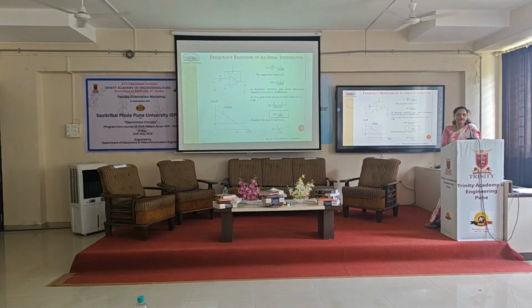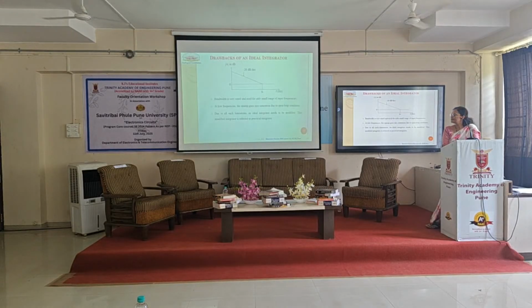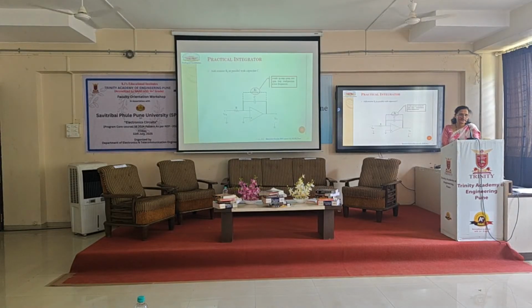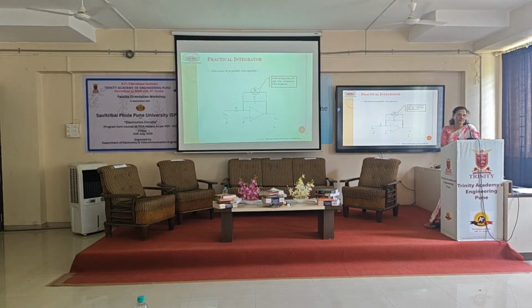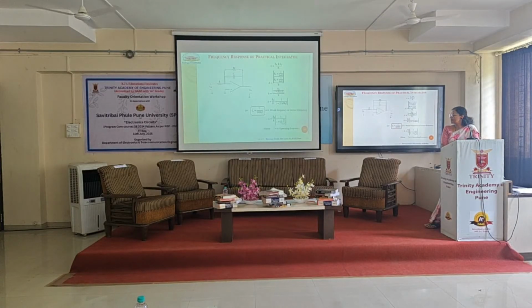Whatever instability there is in the low frequency range gets overcome by adding a component parallel to the capacitor C. This RF, parallel to the capacitor C, prevents the circuit from going into the open loop configuration at low frequency. And again for the same circuit, derivation is expected for the voltage gain.